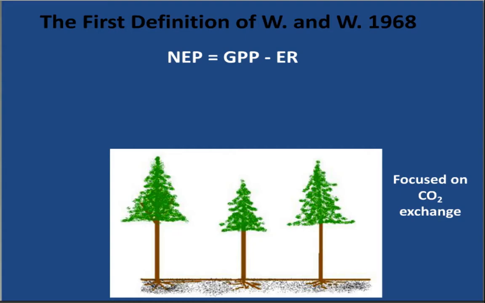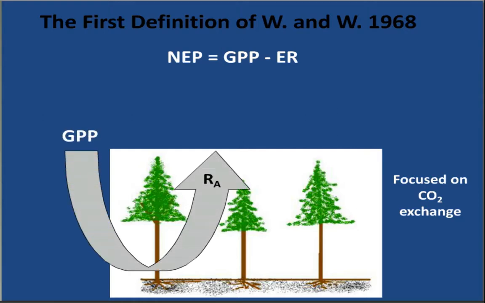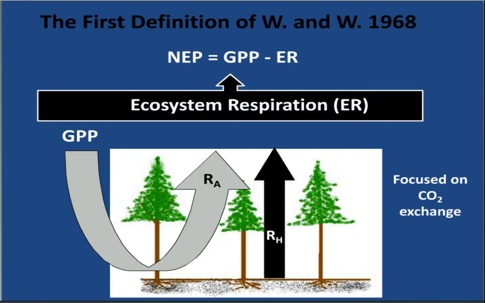So this is the first definition of Whittaker and Woodwell. NEP equals GPP minus ER, and GPP is your gross photosynthesis, and ER has an autotrophic respiration component, and it has a heterotrophic respiration component. And both of these then contribute to ecosystem respiration, and all of these processes, of course, are carbon CO2 exchange processes. And this definition is most relevant to CO2 exchange.